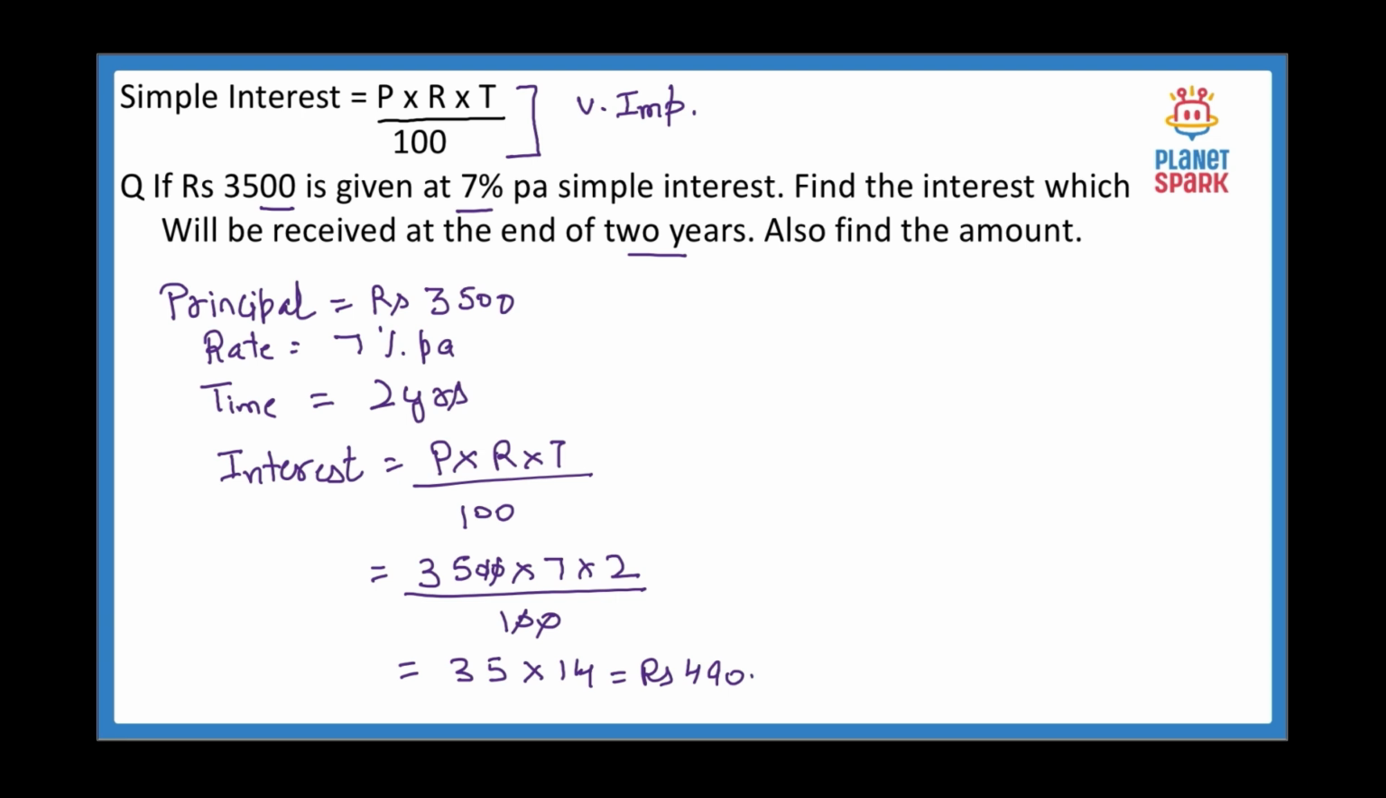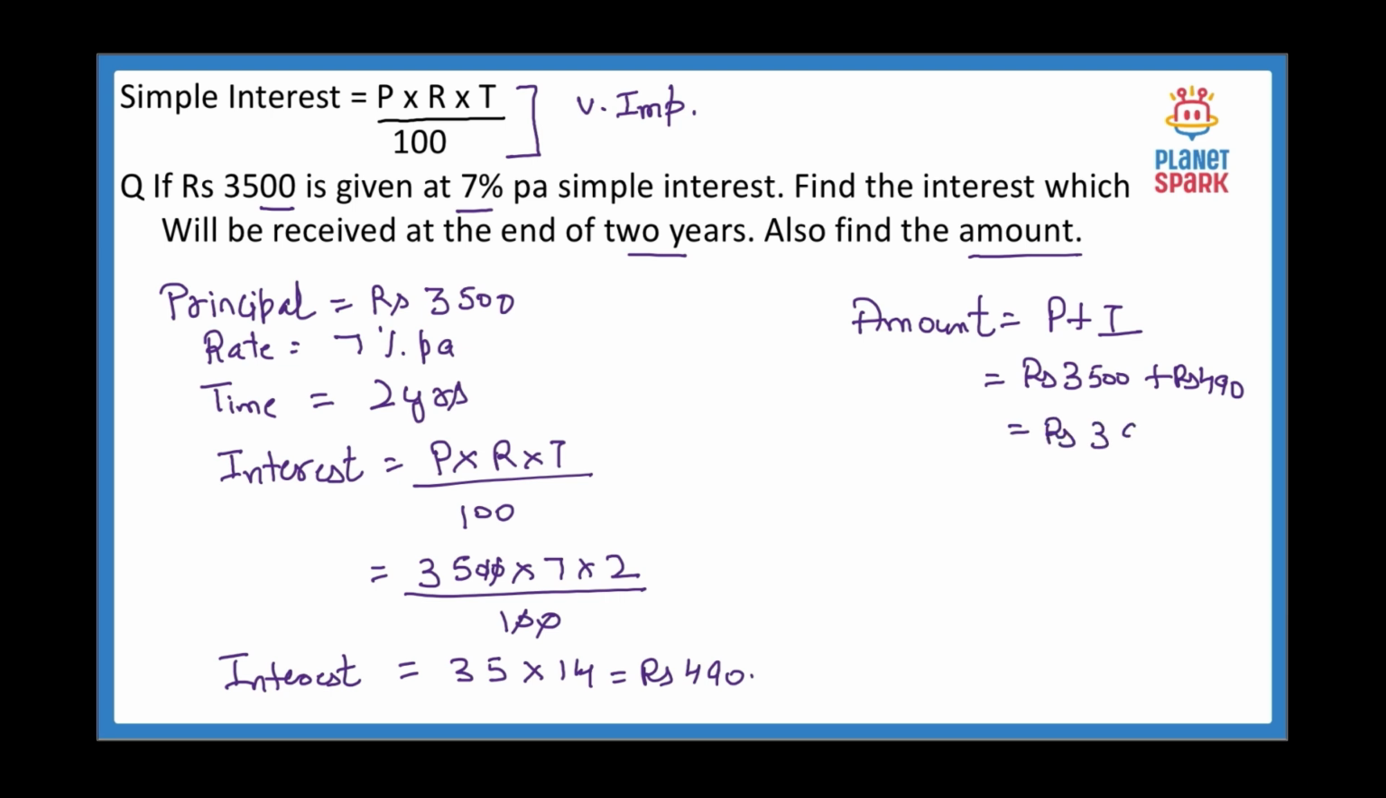Now I don't only have to pay 490 back. Along with the interest amount, I have to return the original amount also. So the formula for amount is principal plus interest. Principal is the original amount that we have been taking as a loan, plus the interest amount that we are going to give. So principal is 3500 plus interest is 490. So the total amount to be returned would be rupees 3990. Coming to the next question.